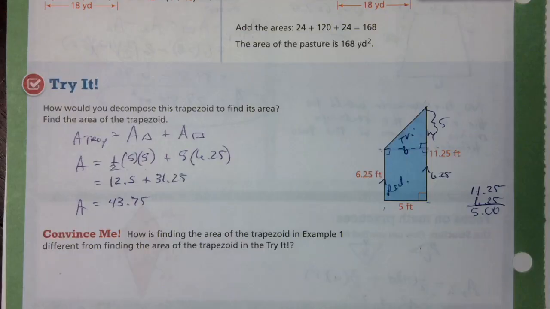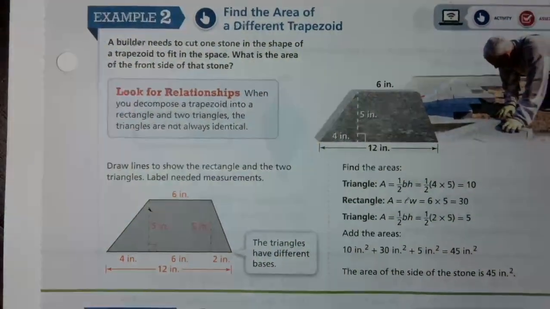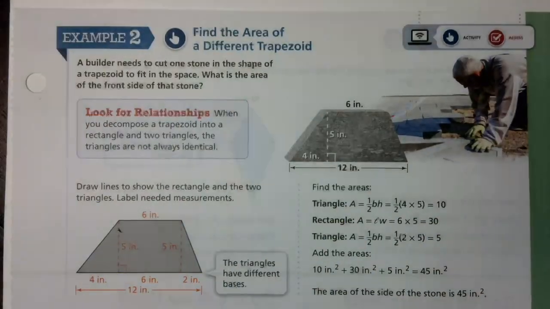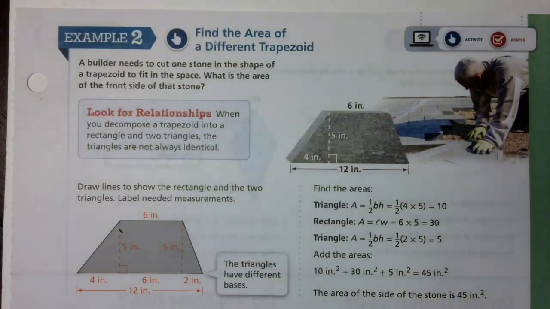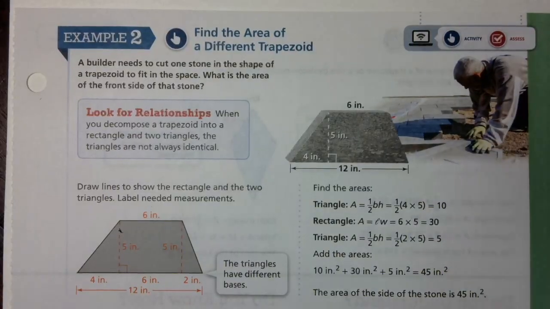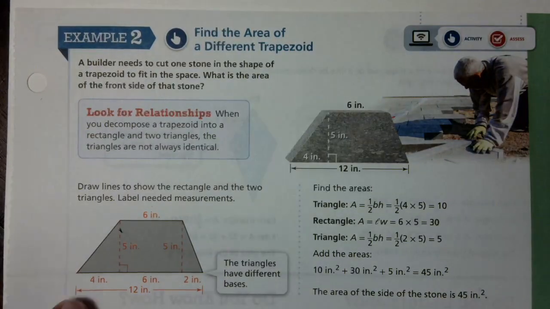We're moving on because it's taking a while today. We're going to go on to example 2. Example 2, find the area of a different trapezoid. Well, this is like one I showed you. This is an irregular or a scalene trapezoid. No sides are equal. And you're going to do the same thing, except you can't just double these areas because this triangle does not match this triangle.